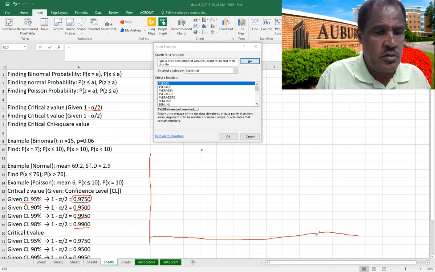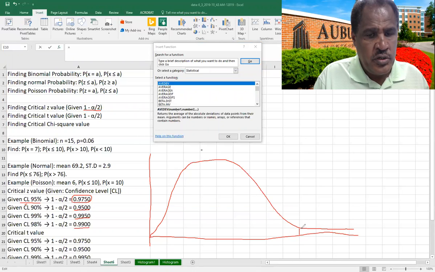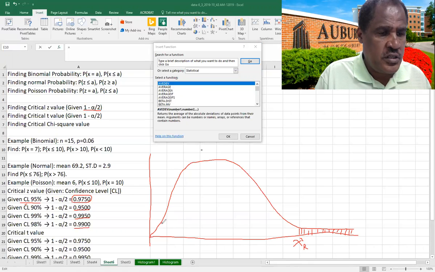Because it is skewed to the right, sorry for my drawing, the chi-square distribution graph looks somewhat like this, okay? So the right critical value is the value of the chi-squared value that cuts area of alpha over 2 to the right, or 1 minus alpha over 2 to the left, okay? So this is the right critical value, chi-squared right, sorry for my handwriting. Okay? And this is the left critical value, okay? This is the one which cuts area of alpha over 2 to the left, okay?